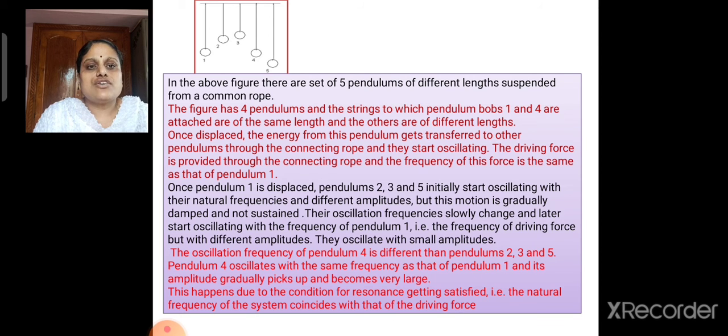The oscillation frequency of pendulum 4 is different from the others. This pendulum, which has the same length as pendulum 1, starts oscillating with the same frequency as pendulum 1, and its amplitude gradually picks up and becomes very large. This happens due to the condition for resonance being satisfied. That is, the natural frequency of the system coincides with that of the driving force.